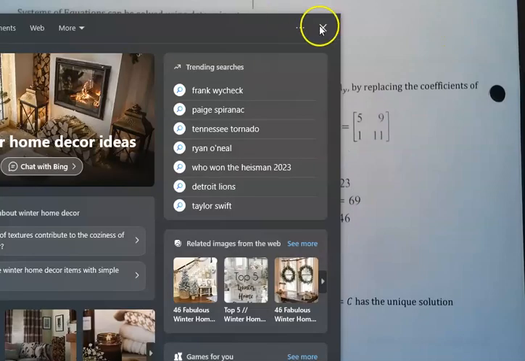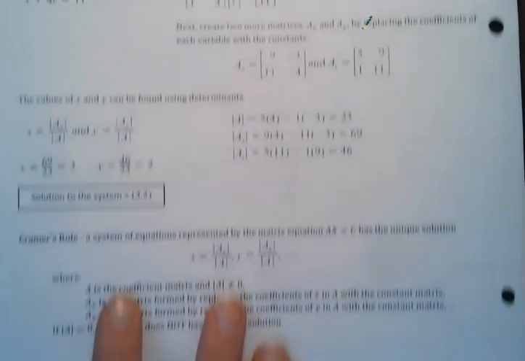All right, then we have a black box for some unknown reason. There it is, got rid of it.